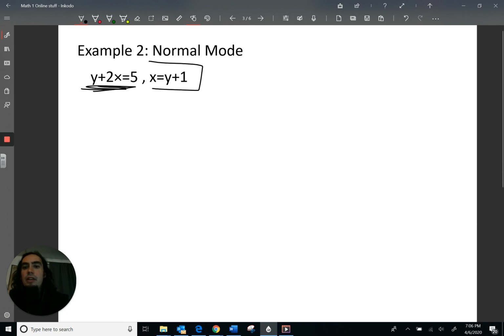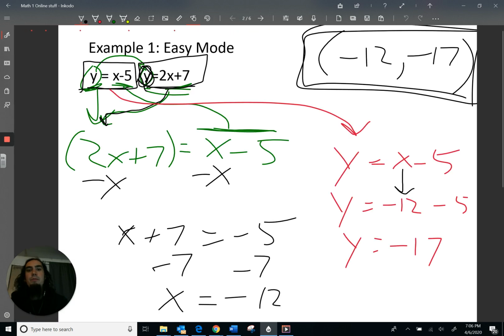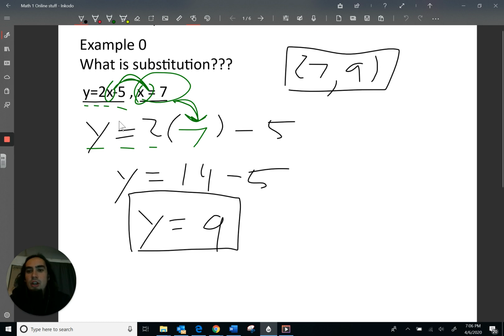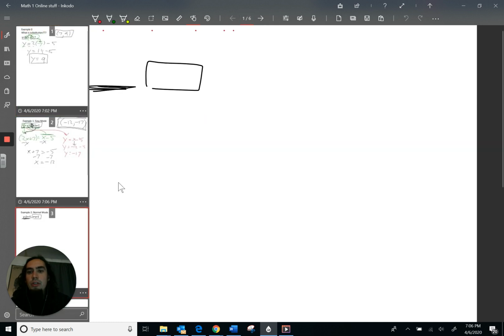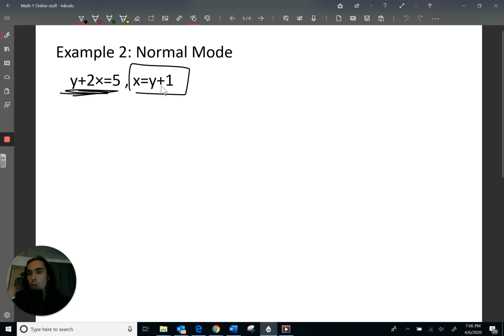And here, this one, it says x equals y plus 1. This is good. In fact, this might look to you like example 0. We said that x was equal to 7, and so we were able to substitute what x was. Well, that's nice because here we know that x is equal to y plus 1. So x is not equal to a number right now. It's equal to a little expression. x is equal to y plus 1. So we'll just take y plus 1 as the thing that x is.